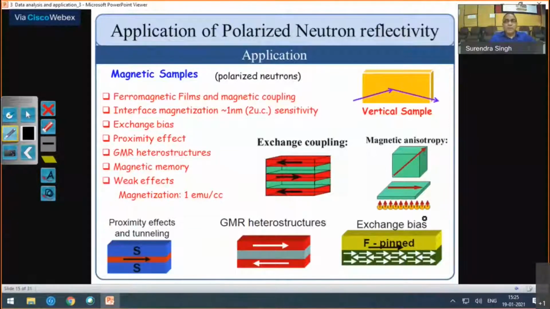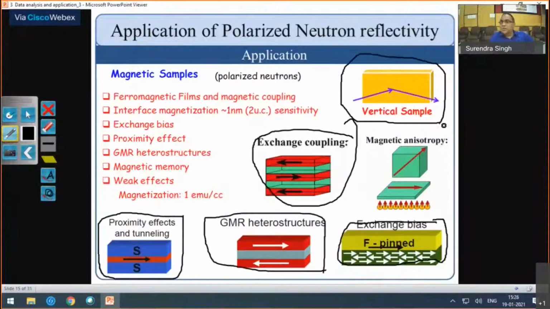Some of the things we have listed here are ferromagnetic films and magnetic coupling. These are the different things. In this case, we usually use a vertical sample, but there is no harm in using the horizontal geometry also. There is no problem doing this, because these applications can be done with both horizontal and vertical sample geometry for neutron reflectometers. You will find a few of the instruments are horizontal sample designs for polarized reflectivity also.